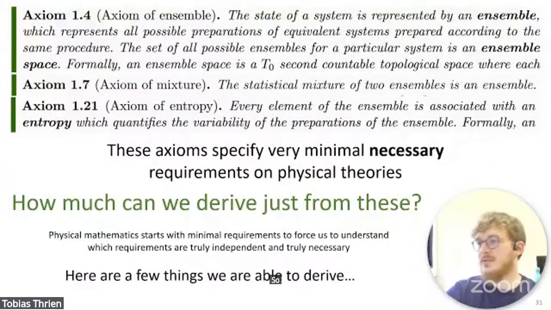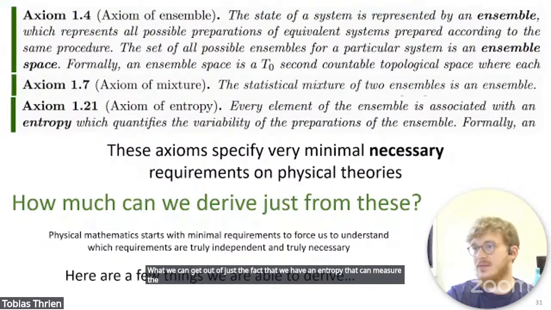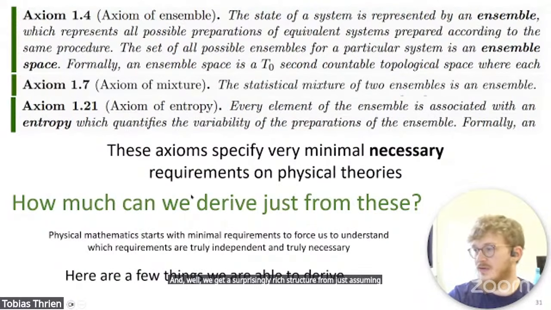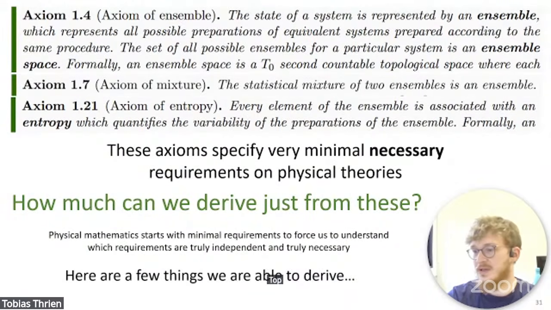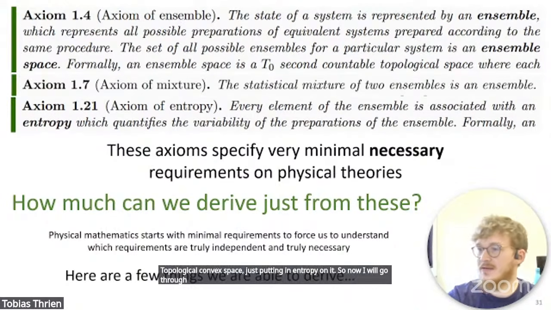Now I will go through what we can get out of just the fact that we have an entropy that can measure the variability of the elements in our ensembles. We get a surprisingly rich structure from just assuming this on top of basically a topological convex space, just putting an entropy on it. Now I will go through a list of things that follow from just this.